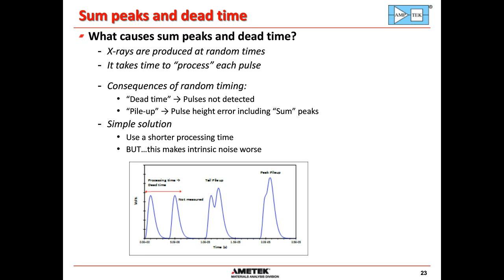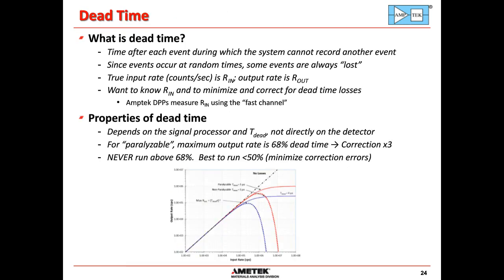Dead time is the time after each event during which the system cannot record another event. Some pulses are going to get lost. There's a true input rate, counts per second coming in, and then an output rate that you measure. We want to know the input rate, and you want to minimize and correct for the dead time losses. Amptek's DPPs do not measure the dead time and use that to correct the output rate. We separately measure the input rate using our fast channel, and we've found that really provides a much more accurate method. The plot below shows the output rate versus input rate for a couple of different peaking times.